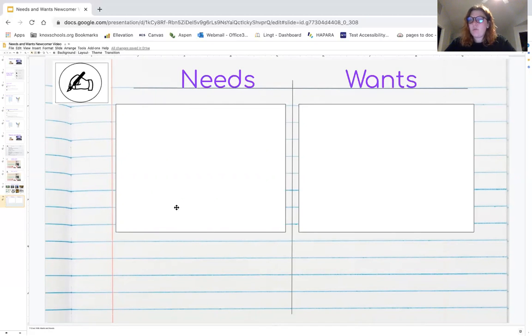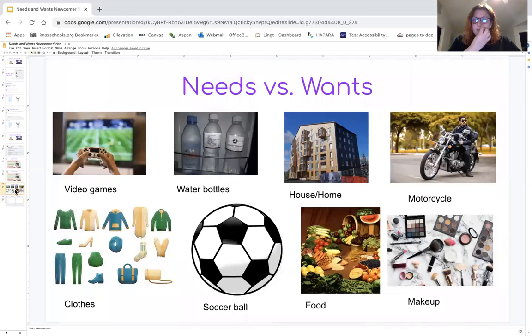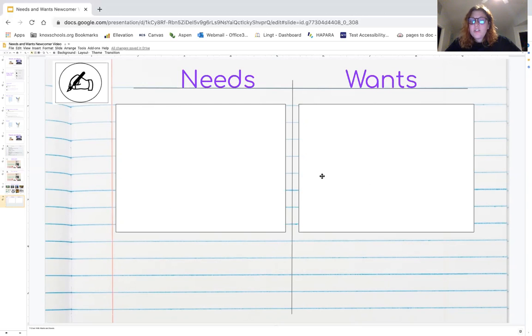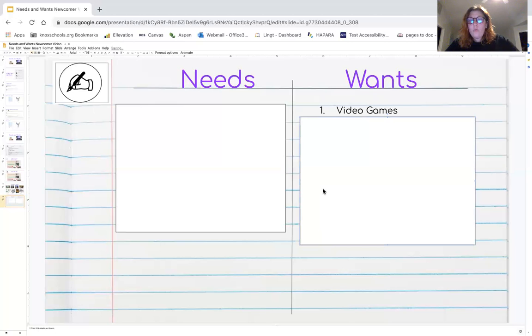So let's look at our picture one more time. Remember, if you need time to write, you can always pause the video and take all the time that you need. Okay, let's look at our pictures. So, our first picture, we have video games. This should be easy. We've talked about video games. What do you think? Are they a need or are they a want? Right, video games are a want. So, on our piece of paper, we will write number 1 and video games, just like here on my paper. Under wants, number 1, video games.